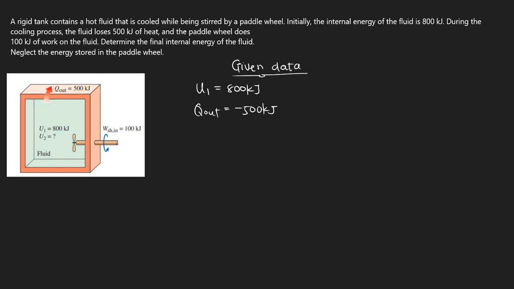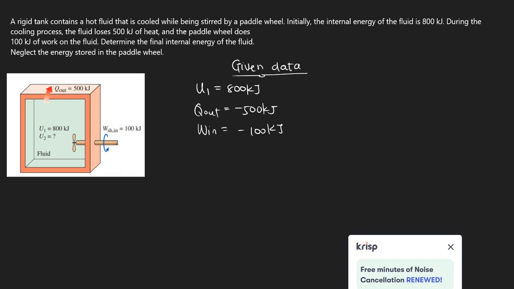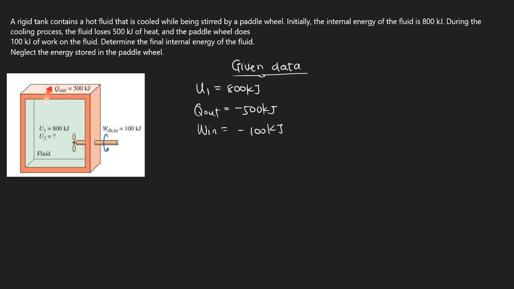So you're going to have Q out equals minus 500 kilojoules. Let's take note of this. And then the paddle does 100 kilojoules of work on the fluid, which is work input, and that is negative. So we are going to have W in to be minus 100 kilojoules. Let's take note of this.